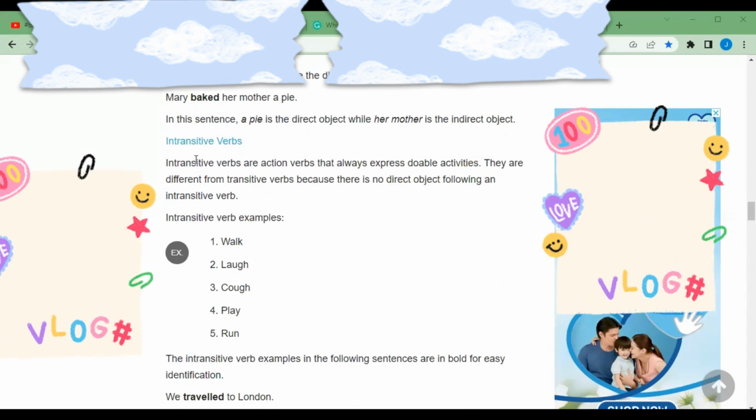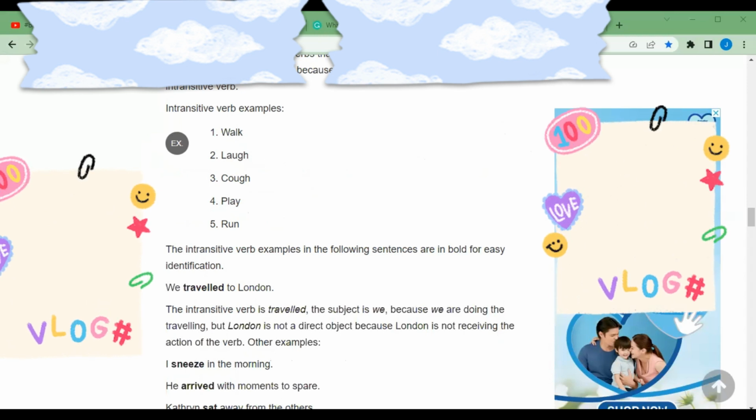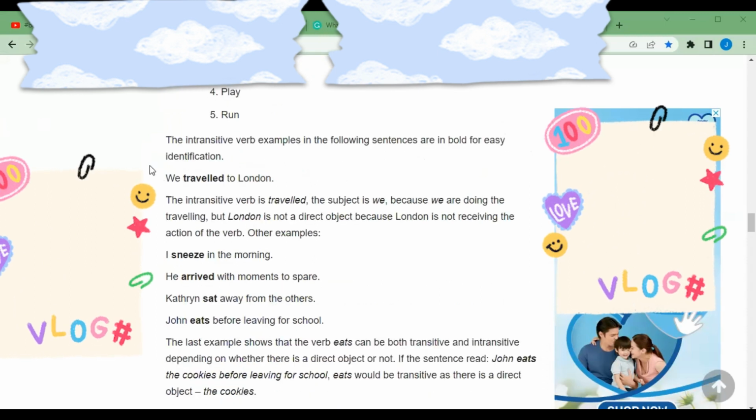Now let's move on to intransitive verbs. Intransitive verbs are action verbs that always express doable activities. They are different from transitive verbs because there is no direct object. There is no direct object in intransitive verbs. Here we have intransitive verb examples: walk, laugh, path, play, run. The intransitive verb examples in the following sentences are in bold for easy identification. For example: We traveled to London. The intransitive verb is traveled.